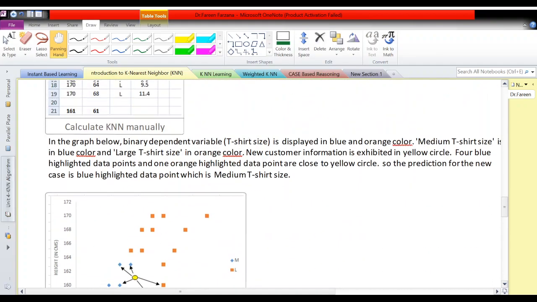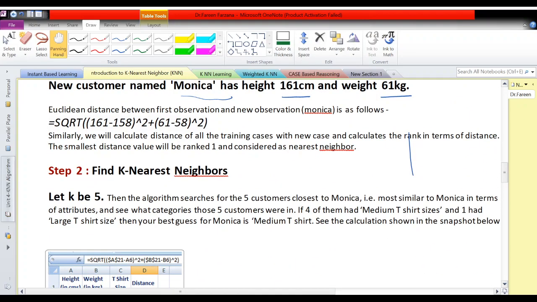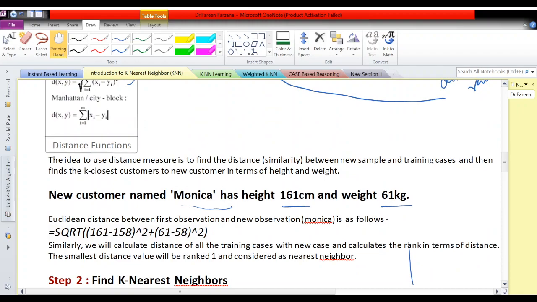So this is all about the KNN, nearest neighbor algorithm. Students, I hope, I trust that you have understood it in a better way.